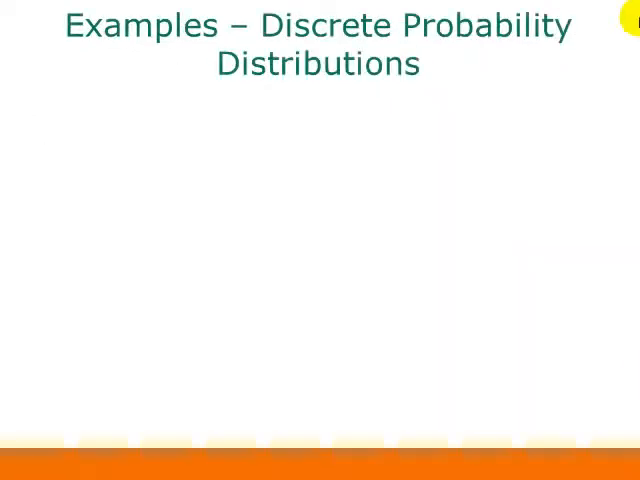Now let's look at some examples of discrete probability distributions. If you remember in Chapter 5 when we talked about probabilities, we did talk about probability distributions. And all we did was create a table that had the list of outcomes in one column and the probability for each outcome in the second column.